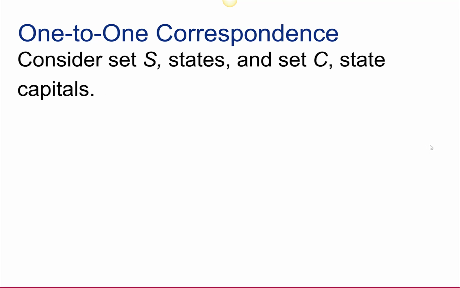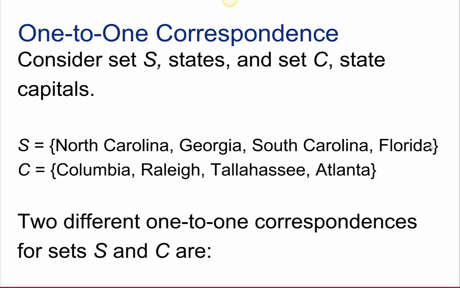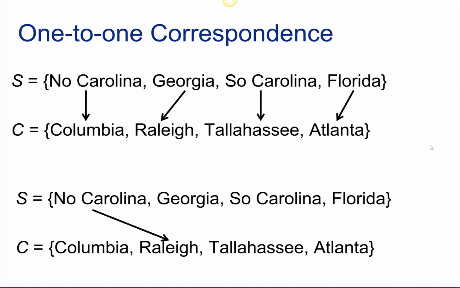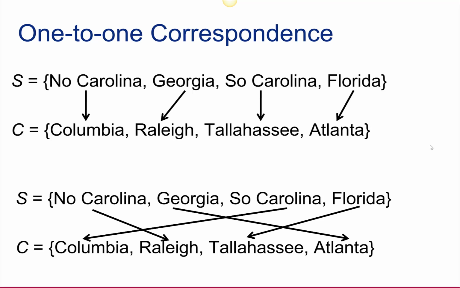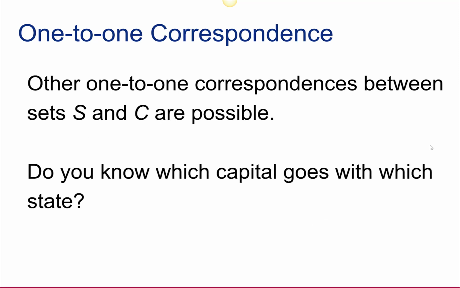So consider set S, which is states, and C, which is state capitals. We can put these into different one-to-one correspondences. For instance, here's one here, where we just go ahead and put them in order and do a one-to-one correspondence. But this one doesn't make a lot of sense. A better one might be to do it this way. And why is that? Because what we're doing is matching the state to its capital. Other one-to-one correspondences between those two sets are also possible.